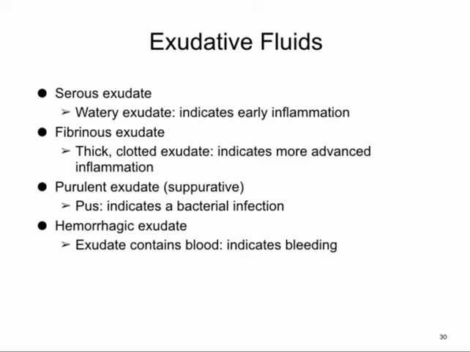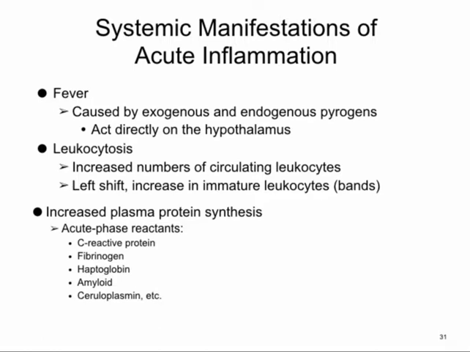Hemorrhagic exudate is more blood. That's more if there is more bleeding in that area, and you lose control of the bleeding process, or clotting process. Some other systemic manifestations of acute inflammation.